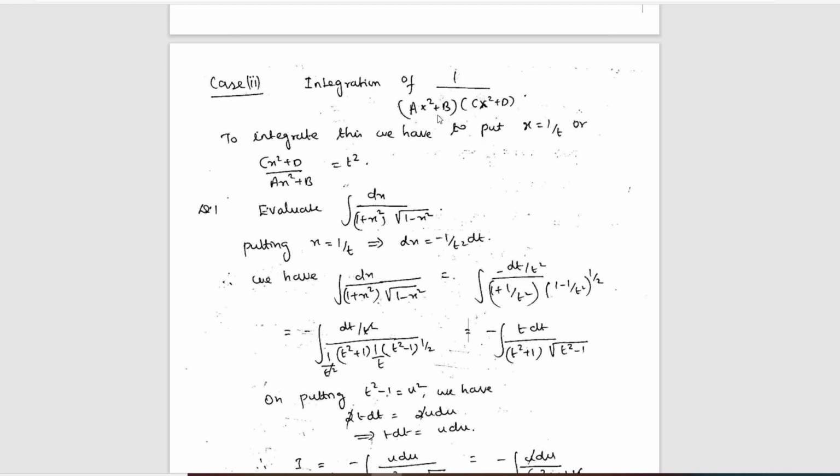In order to evaluate the integral 1 over (ax square plus b) into (cx square plus d) dx, we have to assume that either x equal to 1 by t or (cx square plus d) by (ax square plus b) equal to t square.